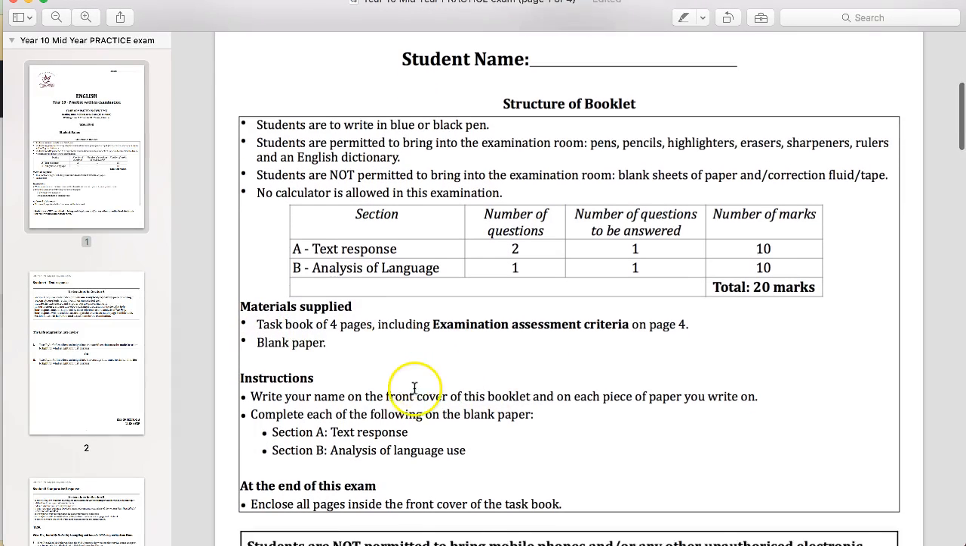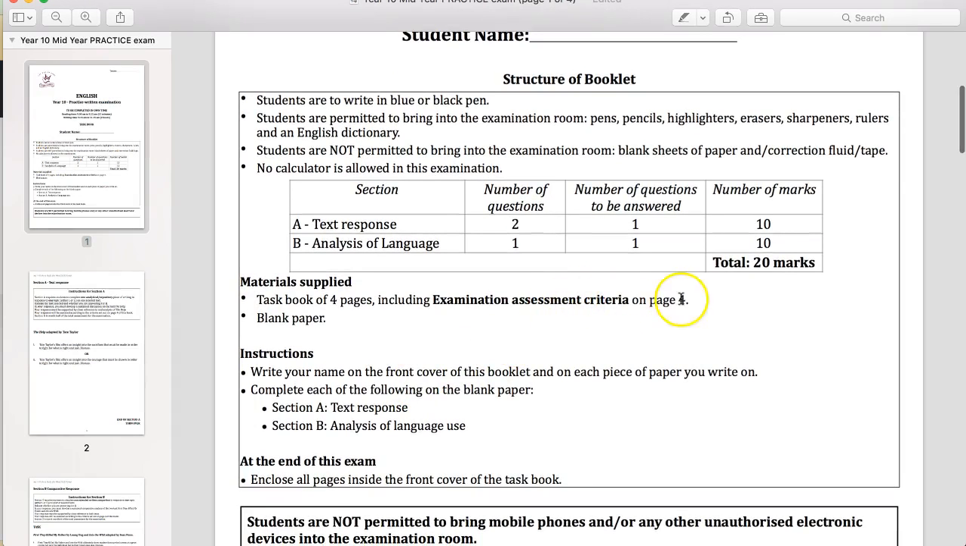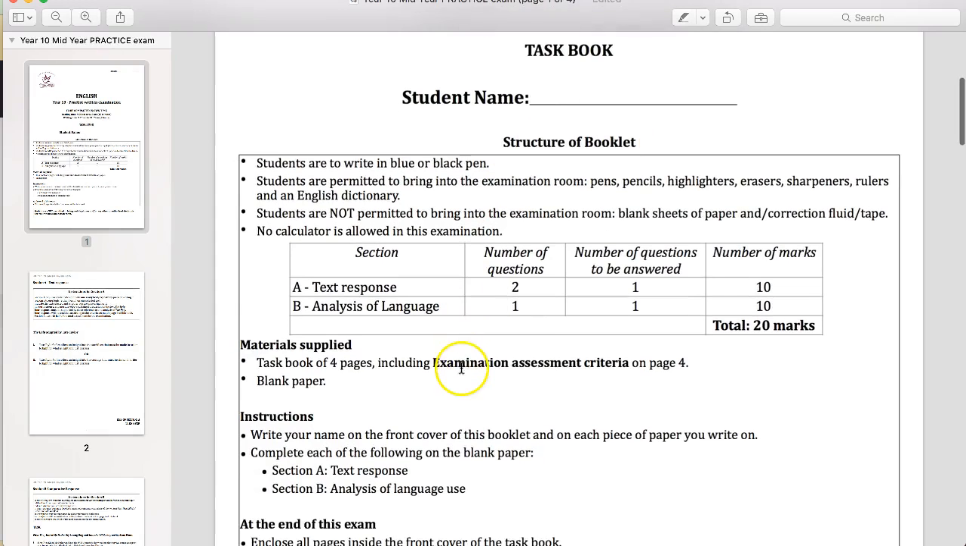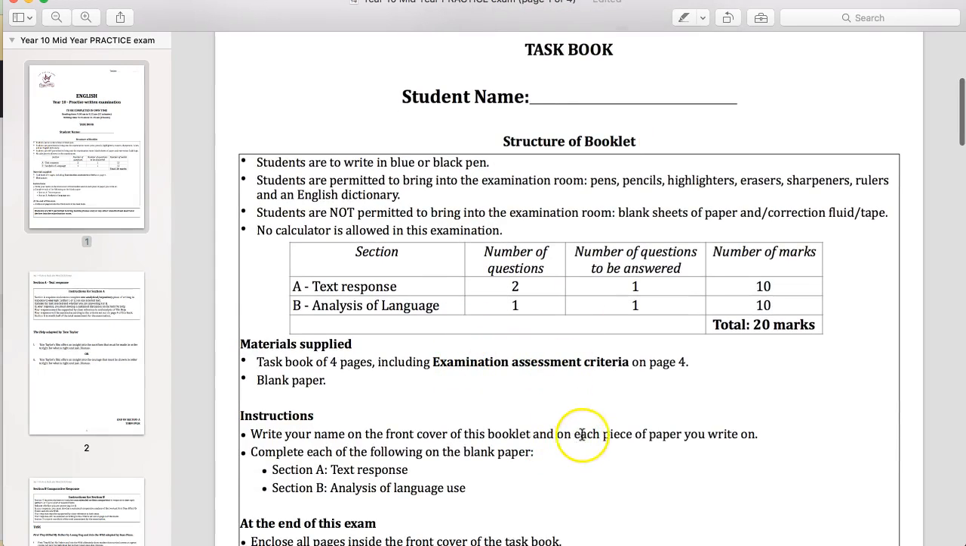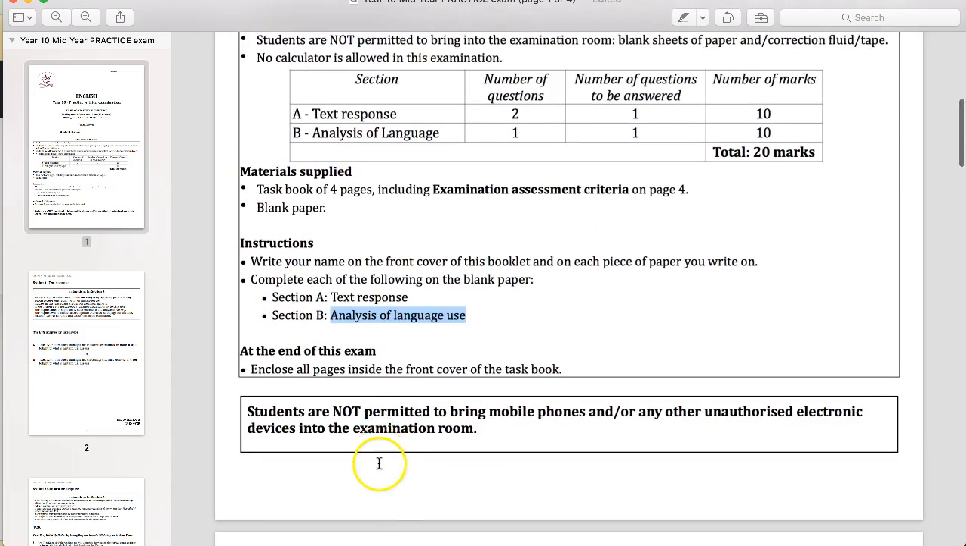It's 4 pages long. The criteria is on the last page if you want to have a look over it. You need to write your name on the cover here and then on each piece of paper that you use during this assessment. And I would also suggest you number them as well so it's a clear order. That should also say comparative response.